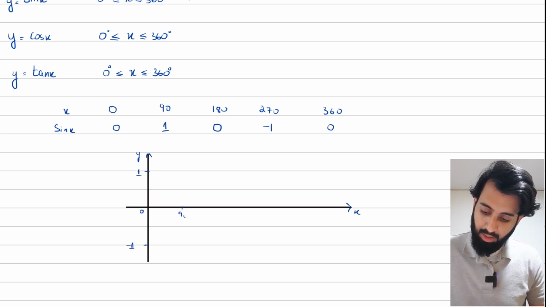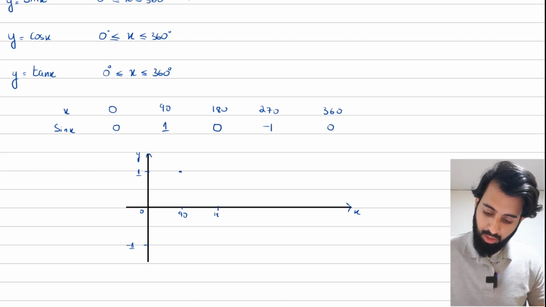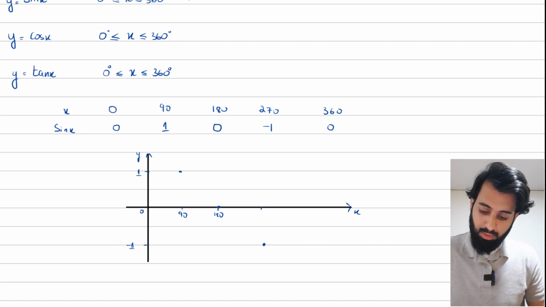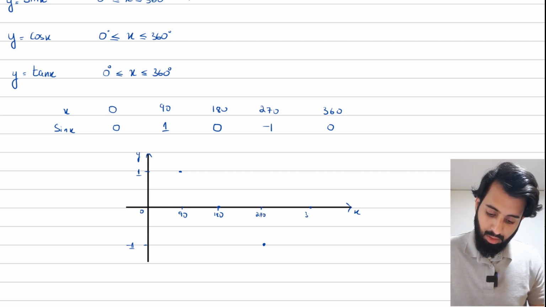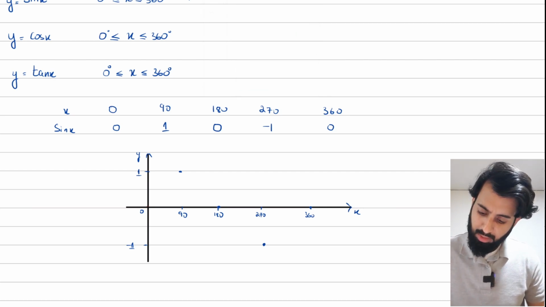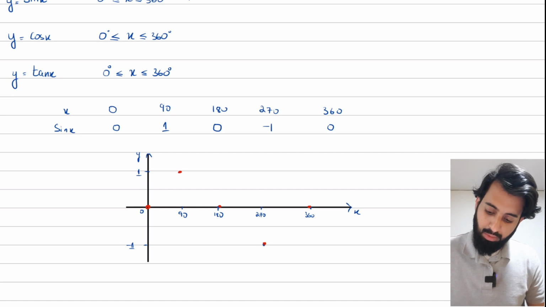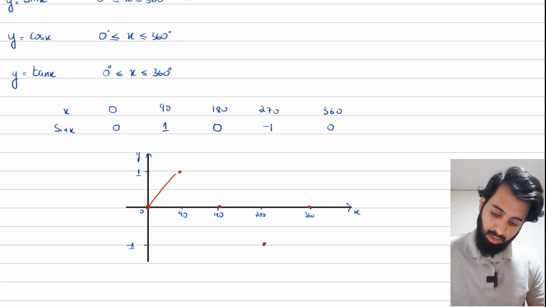At 90, the corresponding y value is 1, so we have 1 point. At 180, it's 0, so we have the second point. At 270, the corresponding y value is -1, so we have the third point. And then finally at 360, it comes back to 0. So I'm going to highlight the points. Here's 1, 2, 3, 4, 5 actually, sorry, 5 points. Now we need to make a smooth curve and join these 5 points. So there you go. So far so good.